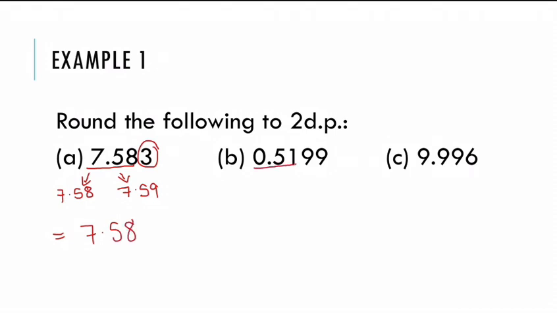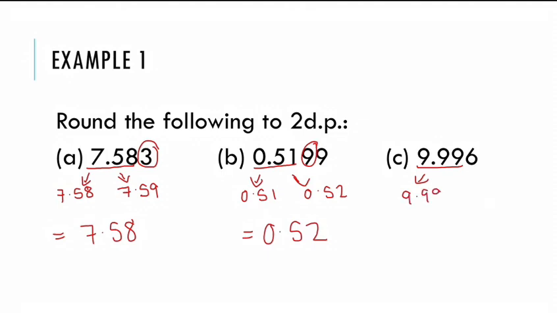In our second example, the 2 numbers are 0.51 and 0.52. Since 9 is greater than 5, I round up to 0.52. And in our last example here, we have 9.99, and the number above that would be 10.00, making sure I put in the 2 zeros as we are asked for it to 2 decimal places. The 6 is greater than 5, so we must round up.